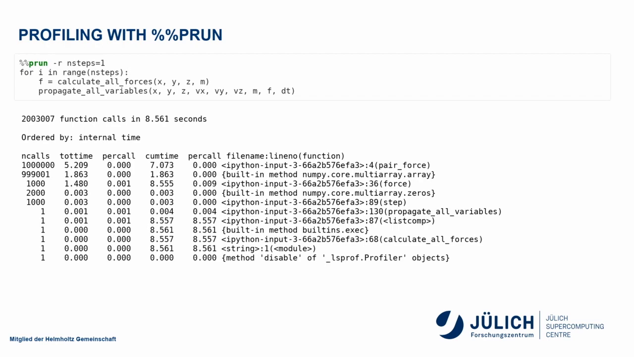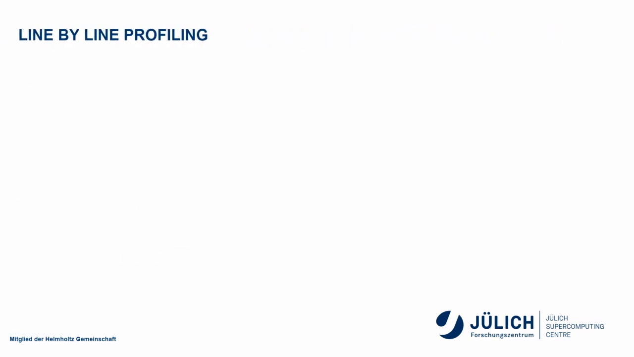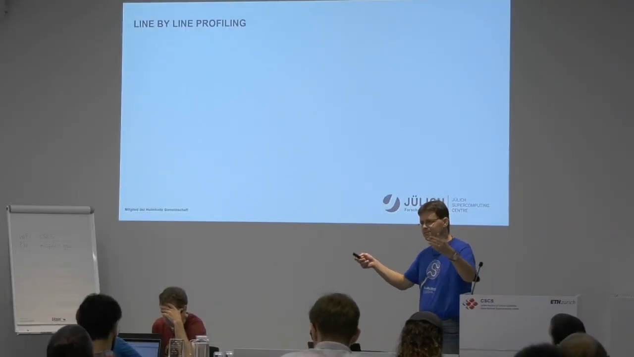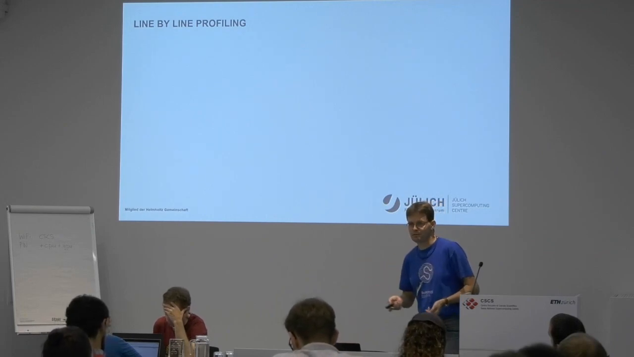And from the total time that we have here, it seems obvious that we want to investigate pair force first. Now, for that, we can do line-by-line profiling. The reason I don't do line-by-line profiling for the entire code is that the overhead would be so large that the results would be meaningless, because you don't know how the overhead is distributed. If it were evenly distributed over all calls, that wouldn't be a problem.